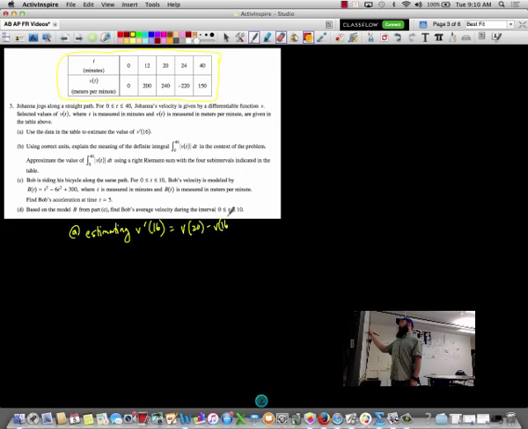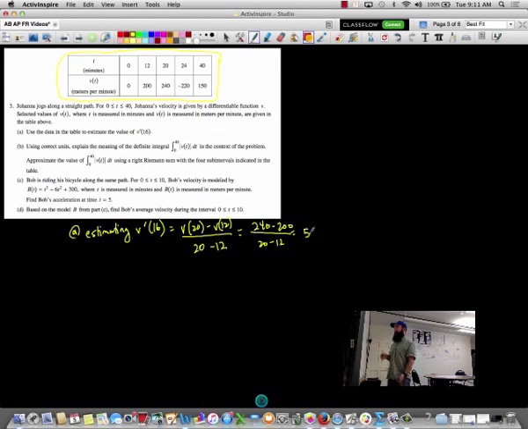So that would be the change in velocity. Oop, that's not 16, that's 12. Over the change in time. So v of 20, according to the chart, is 240, and v of 12, according to the chart, is 200. So I get 40 over 8, which is 5.